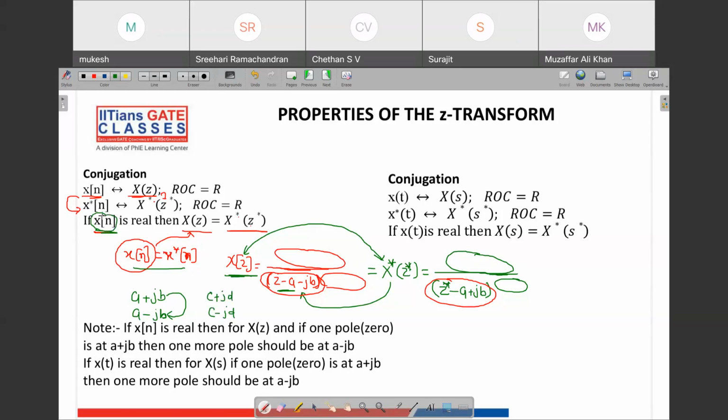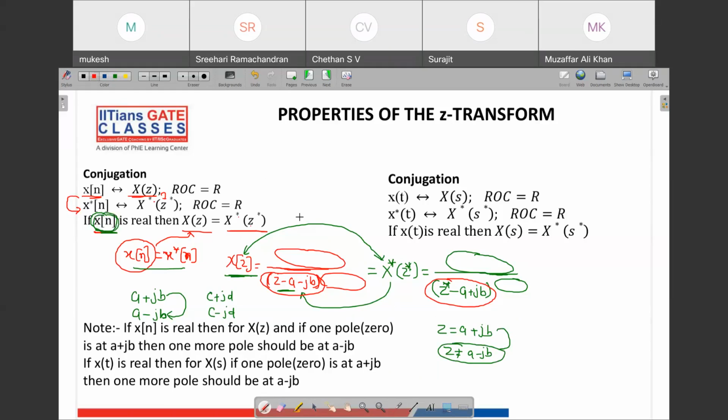Okay. So for any real signal, if the poles and zeros are complex, they will be in the form of conjugates. There should not be the case that you have this pole but you don't have this pole. In that case this x of n will become a complex signal, not a real signal. So for all real signals, the poles and zeros, if they are complex, should be in conjugate form. Is this point clear?